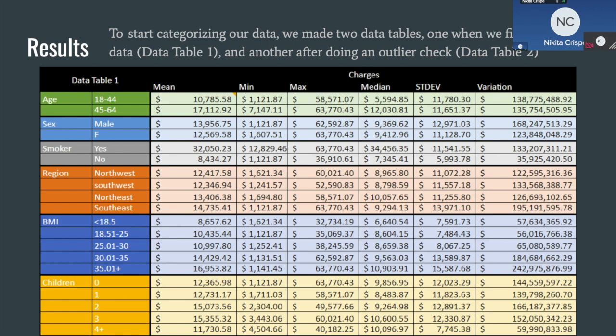So to start categorizing our data, we made 2 data tables, one when we first receive our data, table 1, seen below, and another after doing an outlier check, data table 2. So here, in data table 1, you can see that we took all categories, age, sex, smoker, region, BMI, children, and calculated the mean, min, max, median, standard deviation, and variation of the charges for each of those categories.